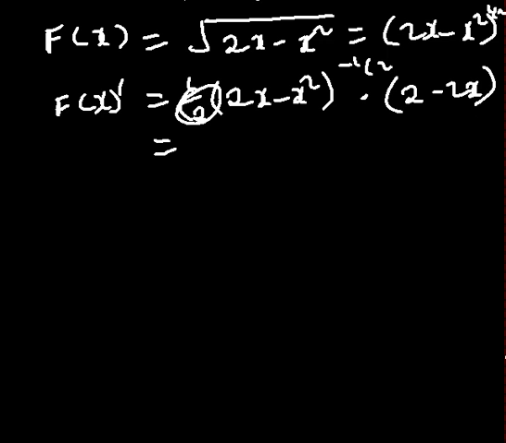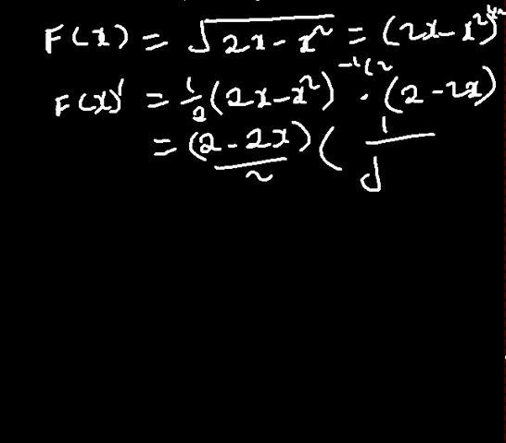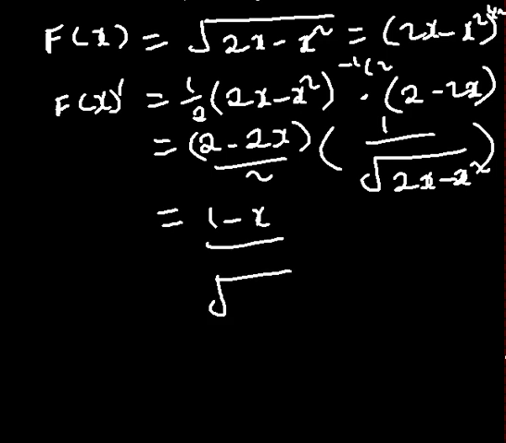We should have 2 minus 2x, divided by 2, and times 1 over, using the laws of indices, the square root of 2x minus x squared. We can think of factoring out 2, and simply have it as 1 minus x divided by the square root of 2x minus x squared. I think that should be it. That should be f prime of x.